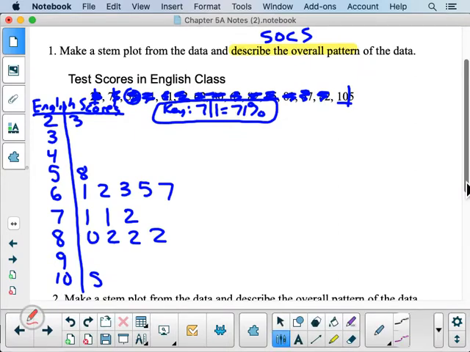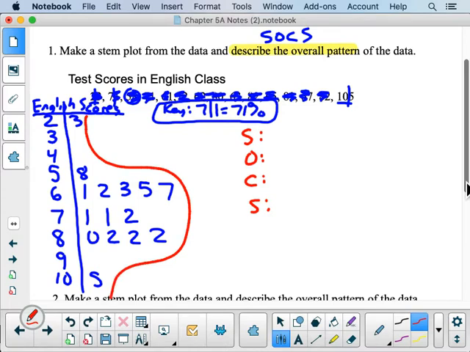Now it's time for SOCS, S-O-C-S. Okay, for the first S, that shape, you're trying to look at what we have here. Okay, I would say that that looks roughly symmetric. With potential outliers, maybe 23, maybe 105. So we say they're potential outliers.